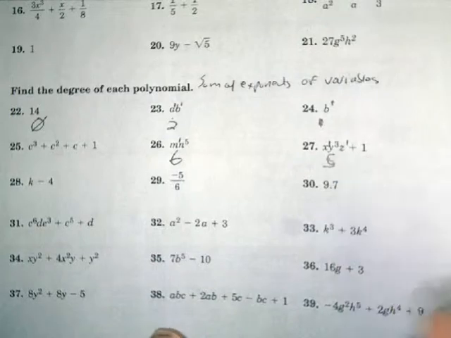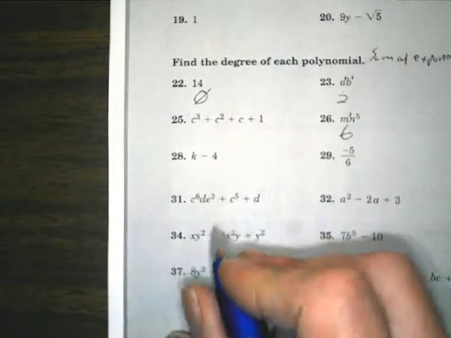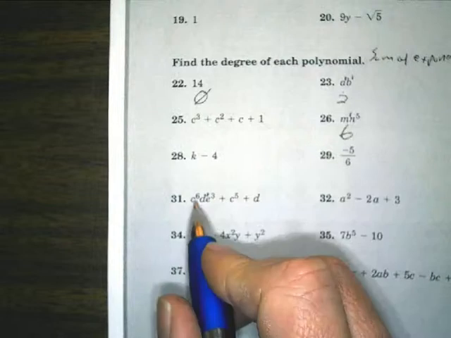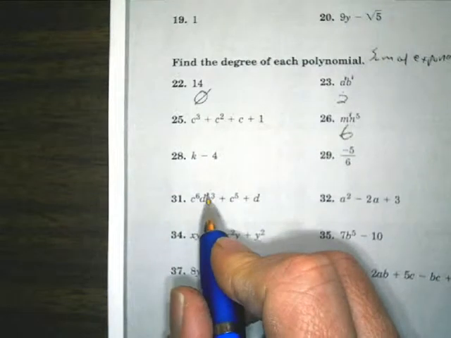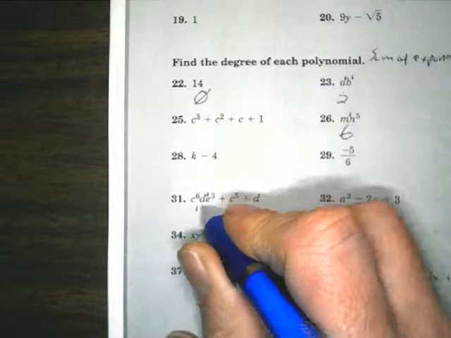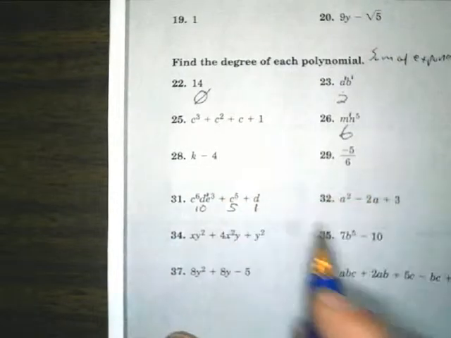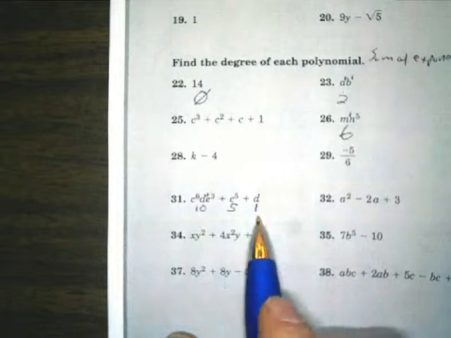Now, when we get to one that has many more exponents, such as 31, we will put our 1 in. 6 plus 1 is 7, 8, 9, 10. That would be 10. This would be 5. That would be 1. When we have different degrees, what we do is take the biggest one.